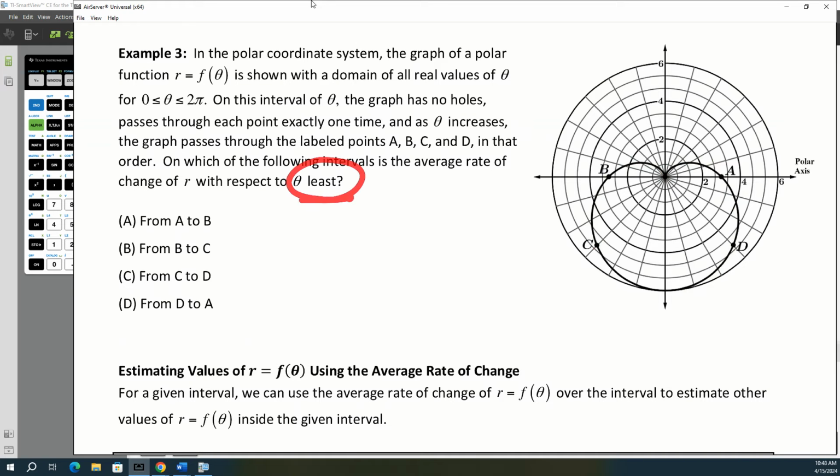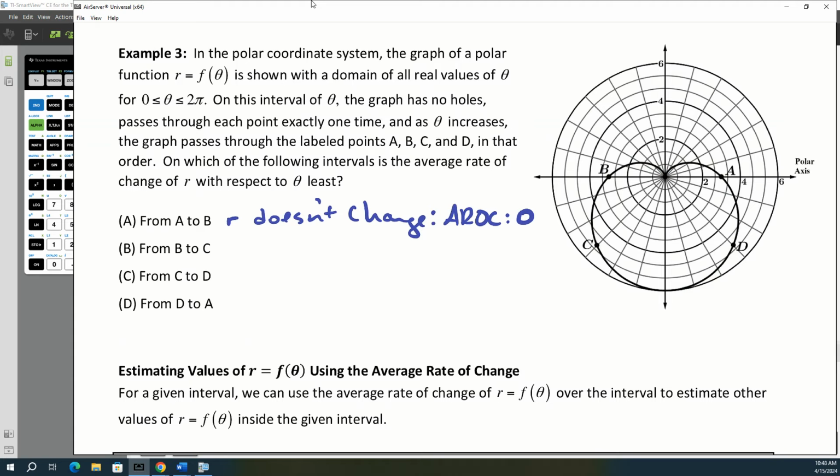Okay, so if I'm going to figure out which one of these has the average rate of change that is the least, if I go from A to B, I'm looking at how r has changed. So if I go from A to B, did my r change at all? It's on the same circle, so r doesn't change. So if r doesn't change, what would you say the average rate of change is? No change, it's 0.